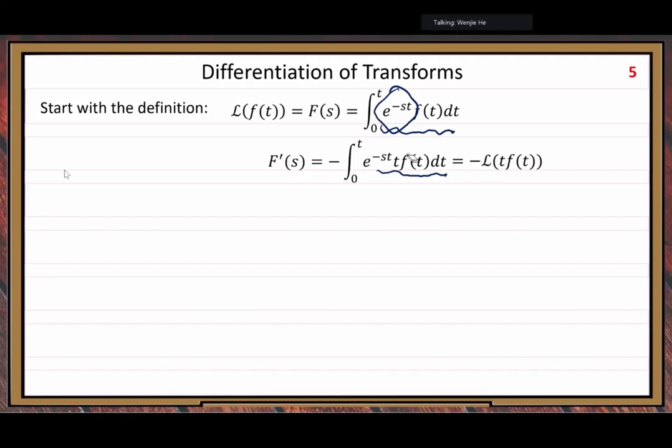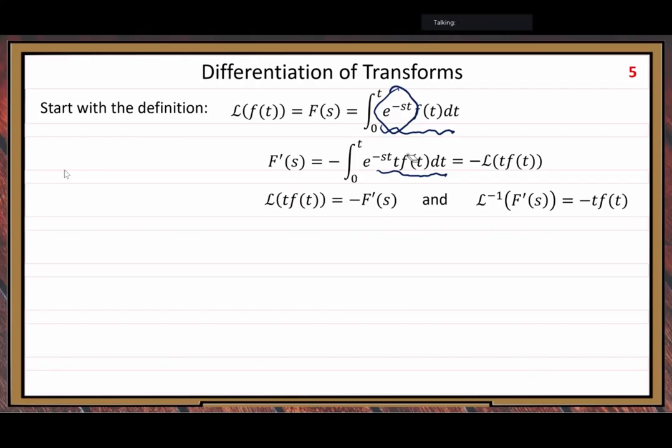So that's how we get the first property, the first theorem, the differentiation property. Then we can write the formula: the Laplace transform of the product of t and the f function equals the negative derivative of capital F. That's the first formula. Then we can also write an inverse Laplace transform version of that formula.